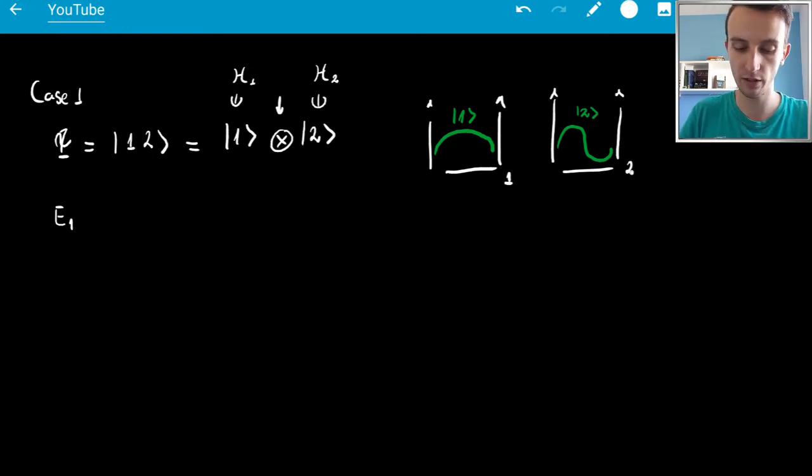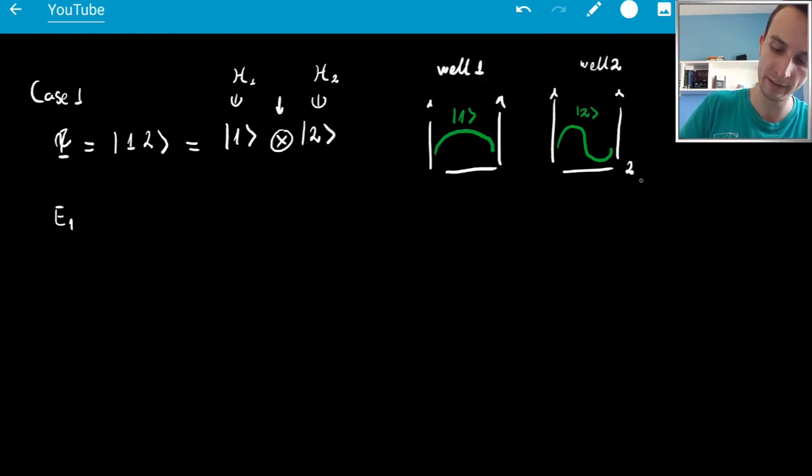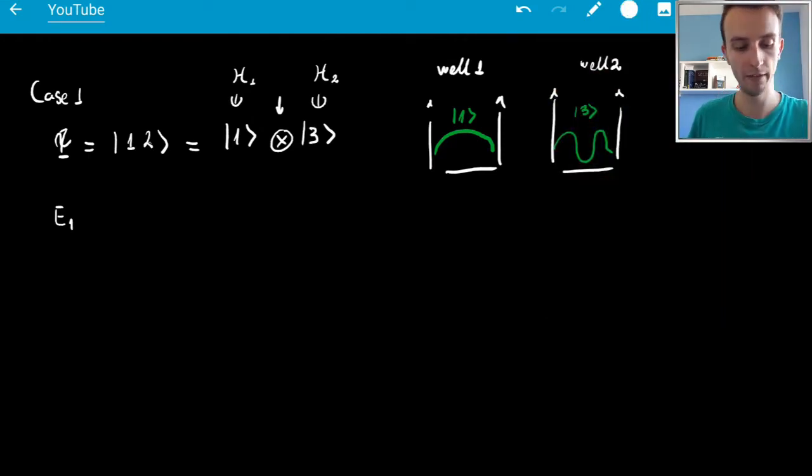And now these 1 and 2 have to do with the Hilbert space. So well 1 and well 2, right? Maybe I'll write well 1 and well 2. And this 2 and 1 don't have anything to do with these 2 and 1. Okay, maybe I will write this as 3 just to break the confusion. Yeah, I think that's a good idea. So I write it as 1, 3.